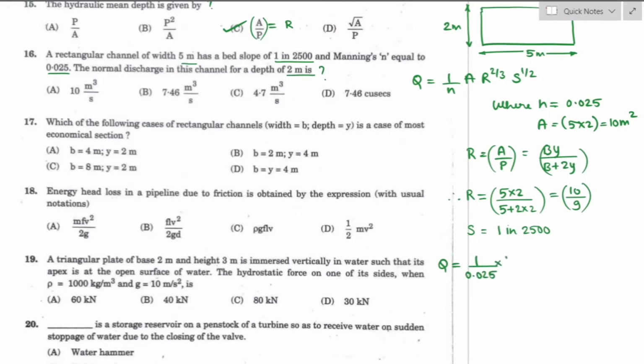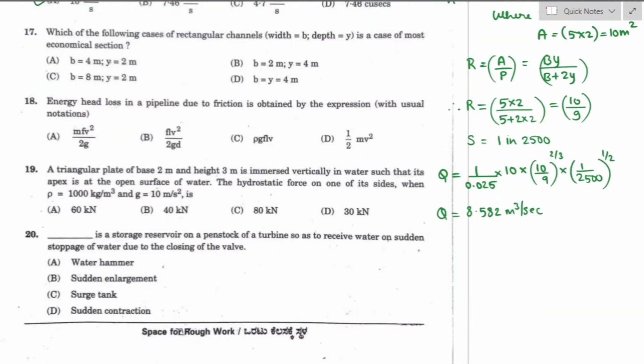0.025. Area is 10 meter square. Hydraulic mean depth is 10 divided by 9. S is the slope, 1 divided by 2500 to the power of 1 by 2. On solving this, the discharge will be 8.582 meter cube per second. This answer is not matching in the given options, so the nearest answer is option A, that is 10 meter cube per second. Question number 17.